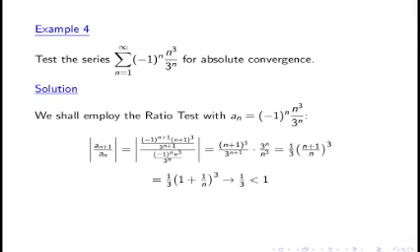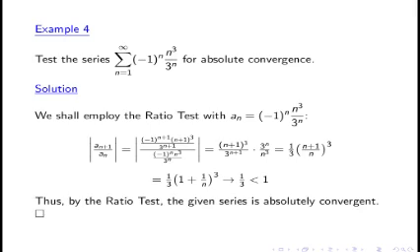I can simplify the part with the 3's and just get 1 3 in the denominator remaining. I get 1 divided by 3 times n plus 1 divided by n, all cubed. And again, when calculating the limit, I can divide by the highest power of n in the denominator and see that this limit goes to a third, which is less than 1. Because it's less than 1, the given series is absolutely convergent. Because it's absolutely convergent, it must be convergent.